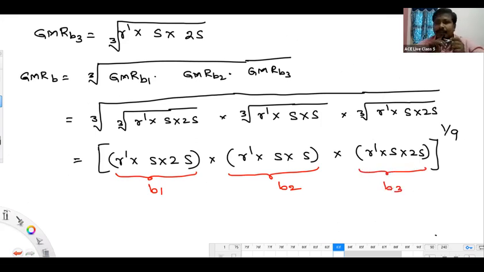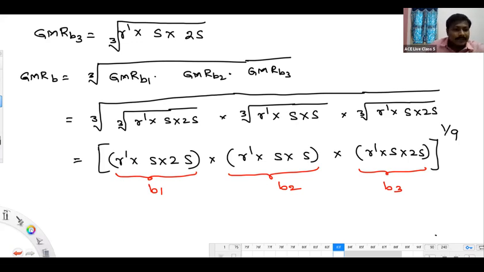Just listen to the words. After writing the distances of B1, B2, B3, count how many numbers you have here. Total 9. So I should take whole power 1 by 9. So this is another way of calculating the GMR.